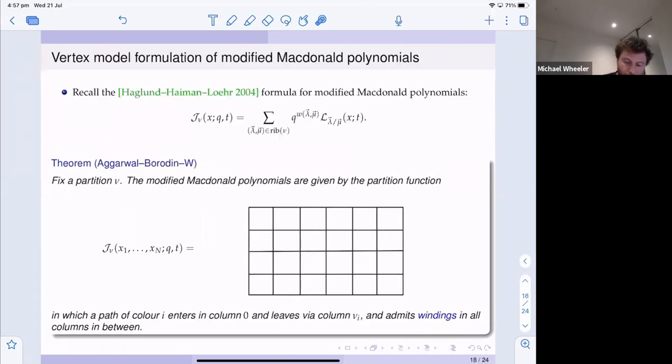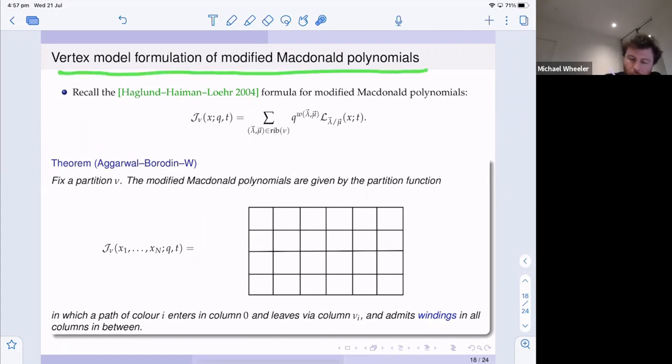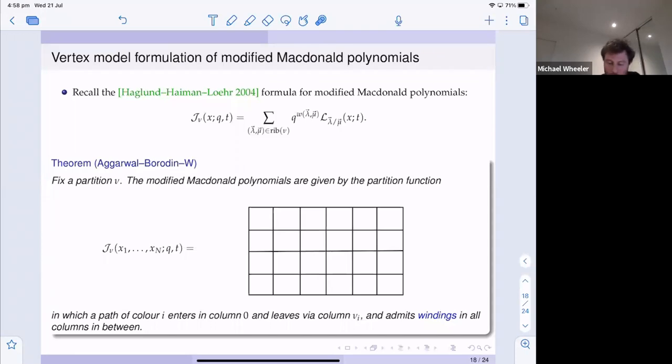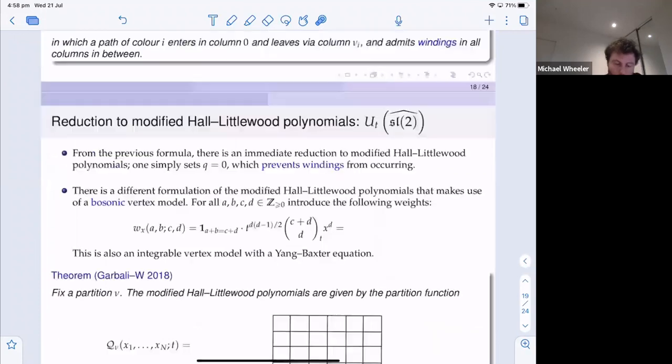Okay. All right, so in view of the time, maybe I will skip this slide. This was just something about the vertex model formulation of the modified Macdonald polynomials, where you effectively take the Haglund-Haiman-Loehr result and translate that into the lattice model. But I will not say anything about this, and also not say anything about this. I'll just go straight to the main result now.